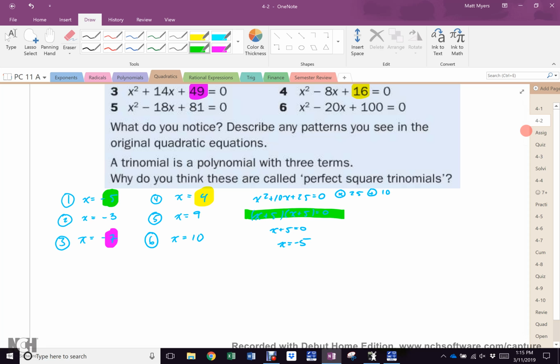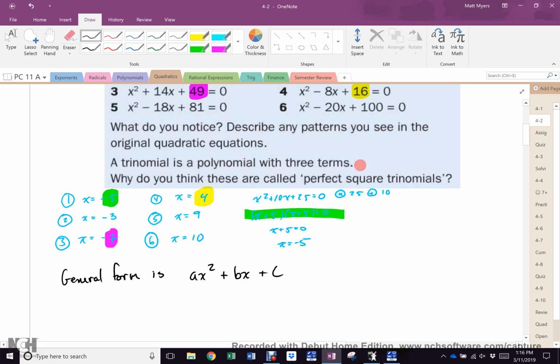There's a general form here. The general form of a quadratic equation is ax squared plus bx plus c. And remember, a, b, and c are just numbers. X is a variable. Everybody cool? This is the general form of a quadratic.